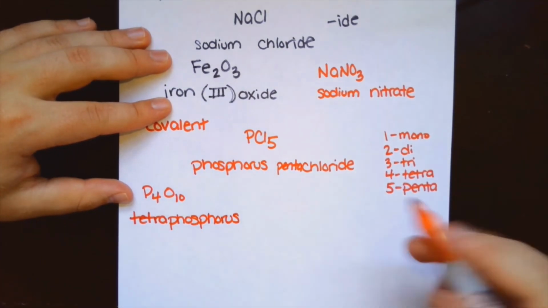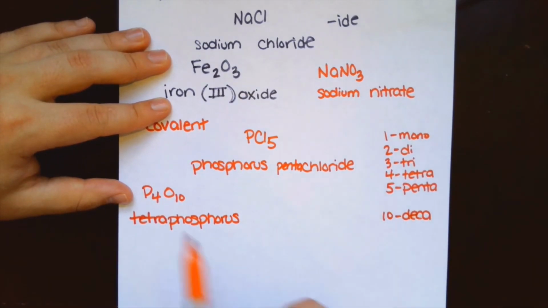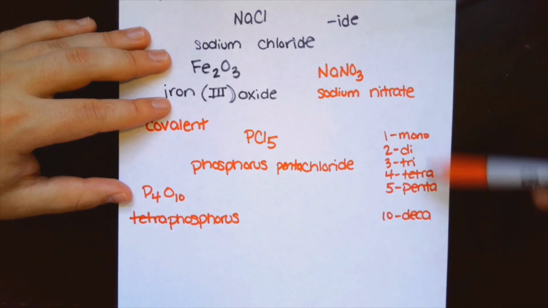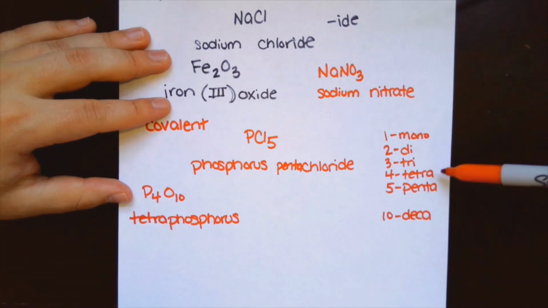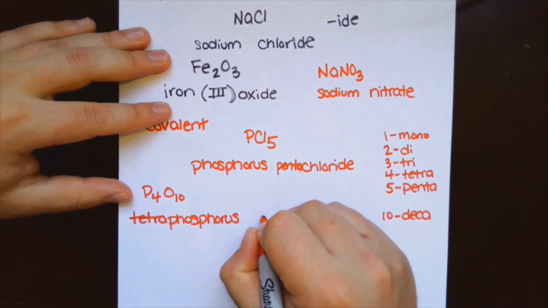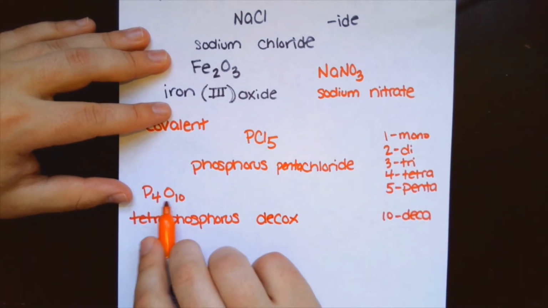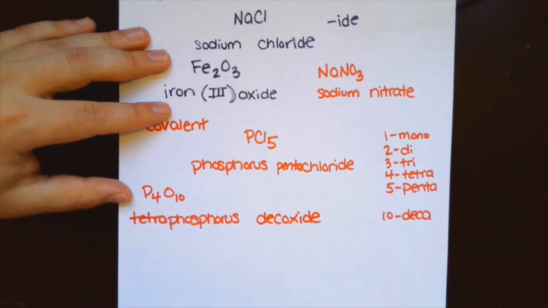Now the prefix for 10 is deca. But if the name of your element begins with a vowel, like oxygen does, then for all of these prefixes, except for di and tri, you can drop the last vowel. So instead of saying deca oxide, we would just say decoxide. So dec, and then again the root of the second element with an IDE suffix. Tetraphosphorus decoxide.